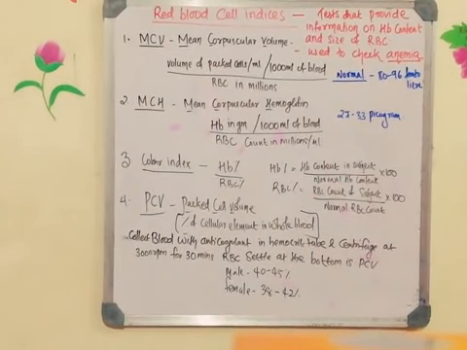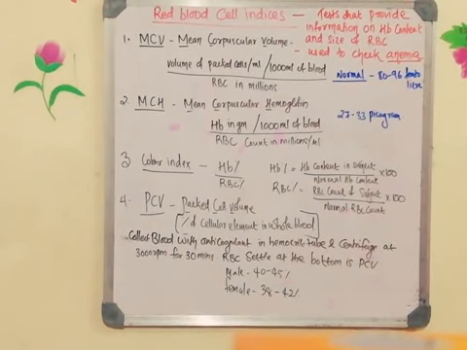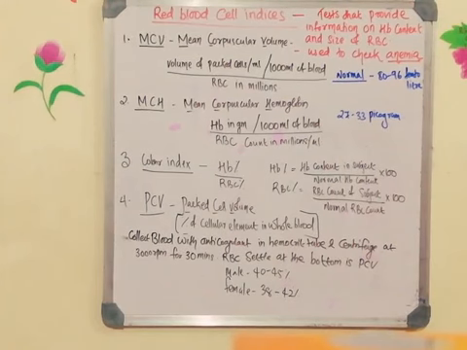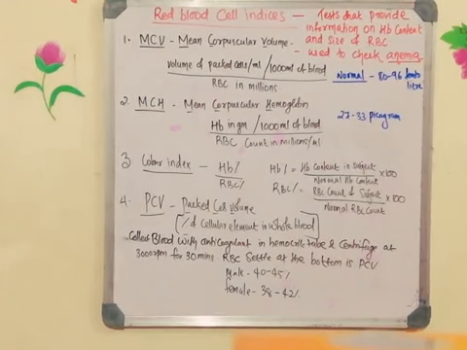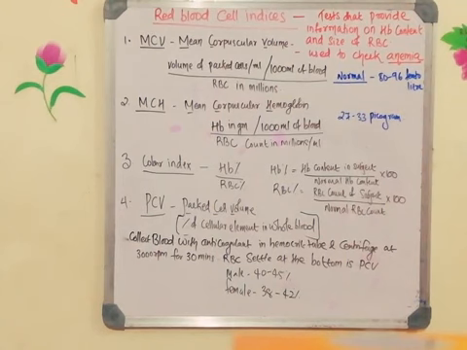Now, the other type of test we are going to see are a few different types of tests. These are all quantitative measurements of RBC volume. We can find out RBC volume and the hemoglobin content by using these tests. Red blood cell indices are the tests that provide information on hemoglobin content and the size of the RBC. And usually this test is used to check whether a person has anemia or not.